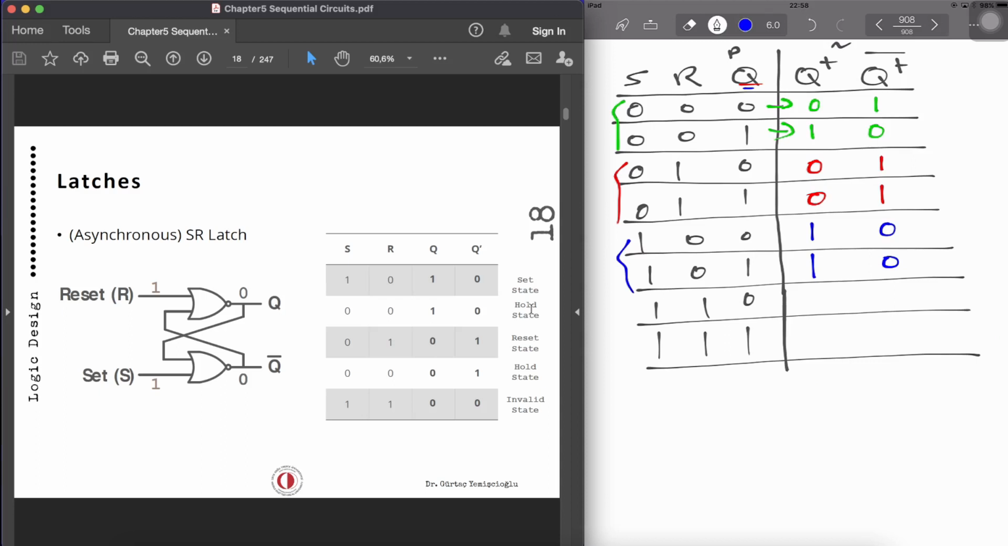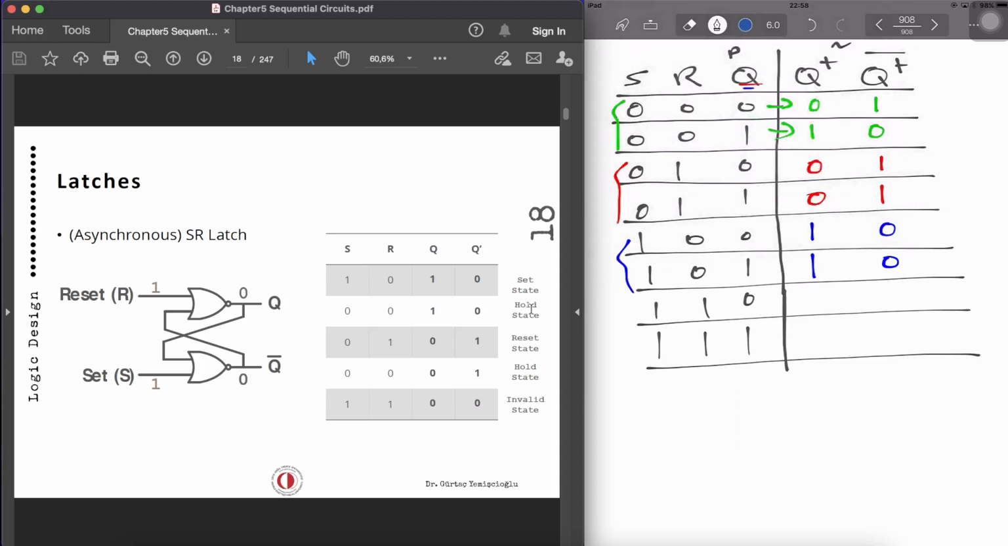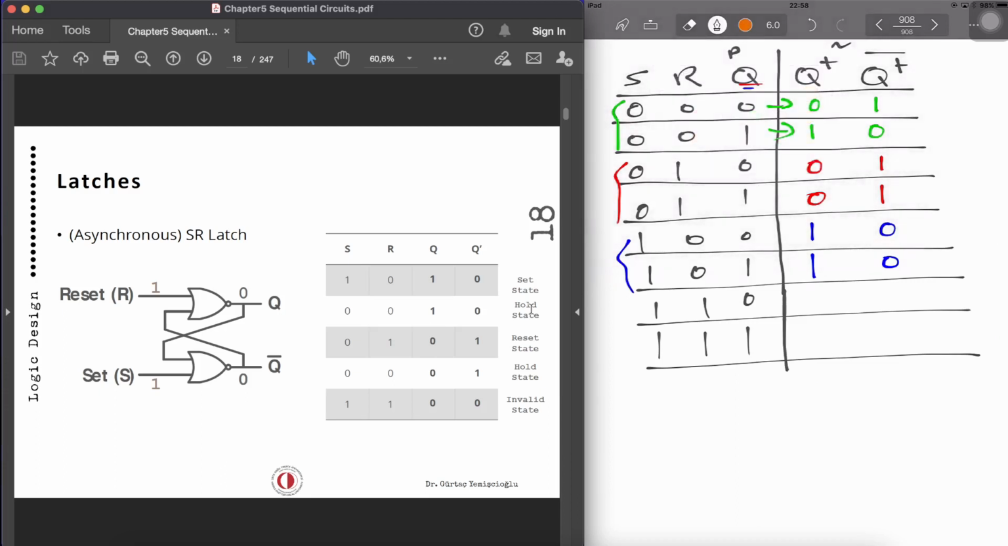And in the last one, as we already said, when both inputs are 1, it's invalid because both Q and Q plus are going to be the same value. Rather than putting invalid state, what we generally do is specify them as don't cares. We don't care about the output because it's invalid.